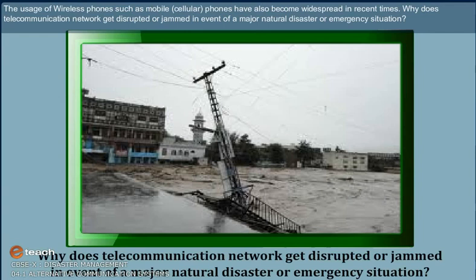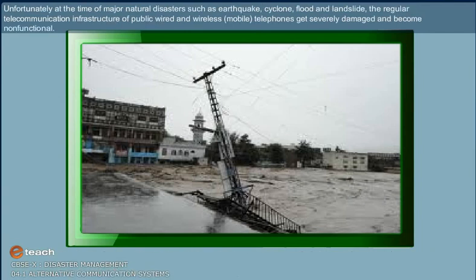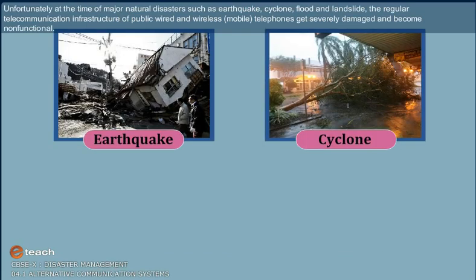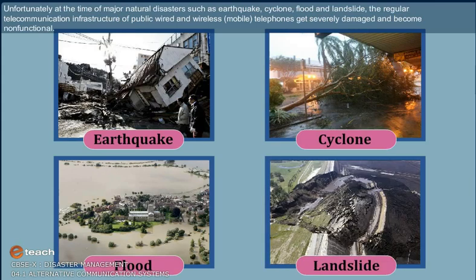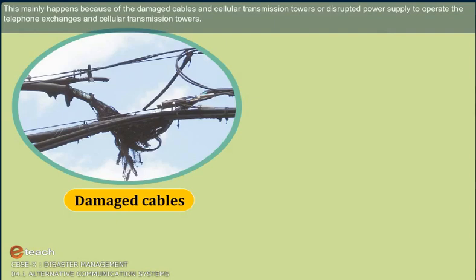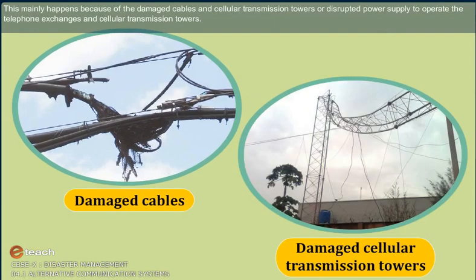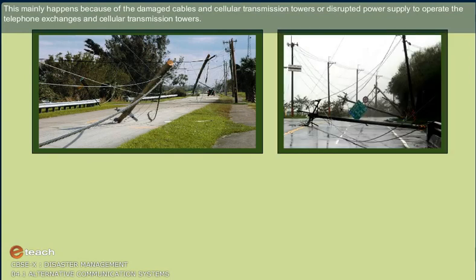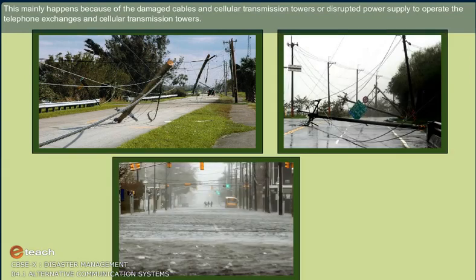Why does the telecommunication network get disrupted or jammed in event of major natural disaster or emergency situations? Unfortunately, at the time of major natural disasters such as earthquake, cyclone, flood, and landslide, the regular telecommunication infrastructure of public wired and wireless, that is mobile telephones, get severely damaged and become non-functional. This mainly happens because of the damaged cables and cellular transmission towers or disrupted power supply to operate the telephone exchanges and cellular transmission towers.